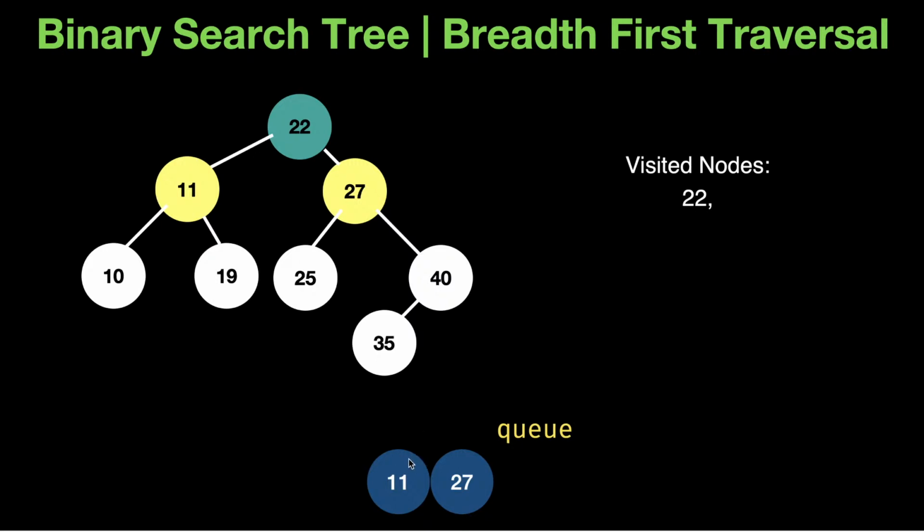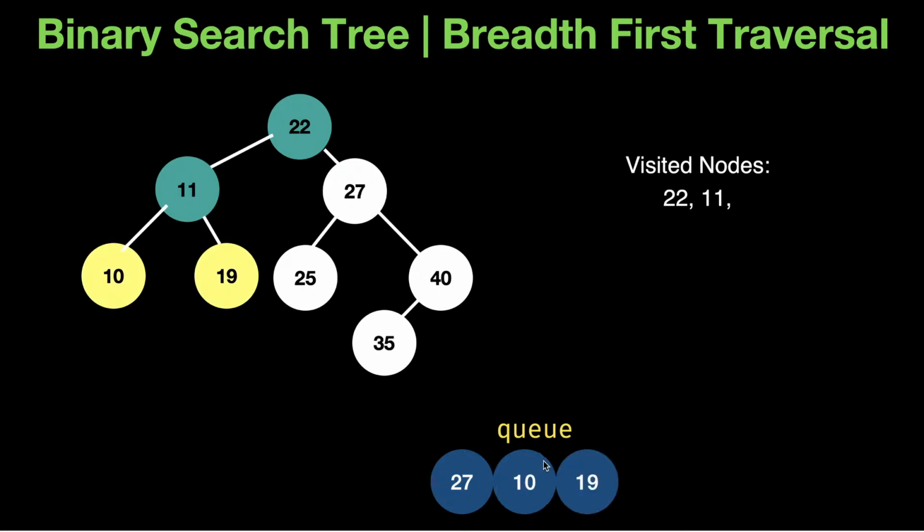So we will first of all take out 11, visit it, mark it as visited, and then we will insert both of its children into the stack again. That means 10 and 19. Sorry, not into the stack, into the queue. So 10 and 19 are inserted into the queue again.